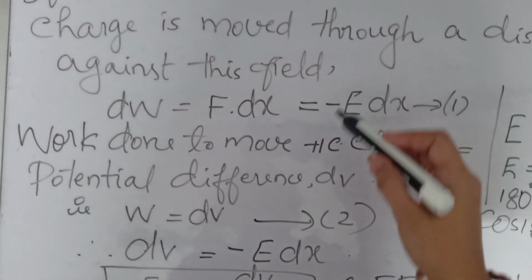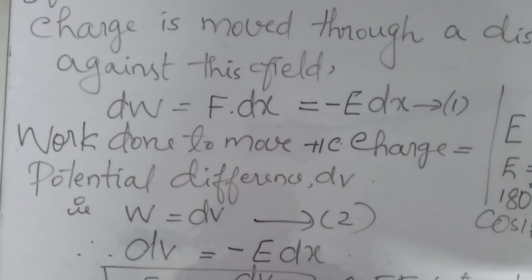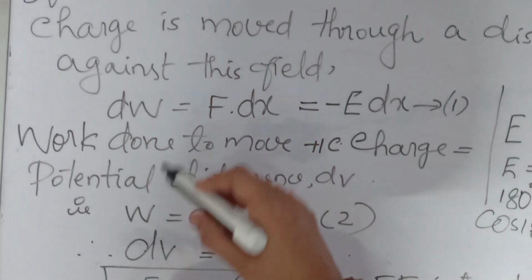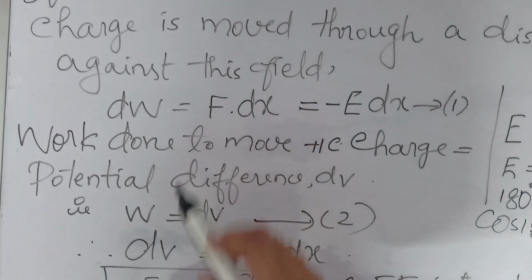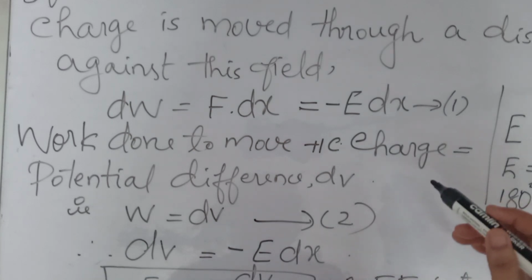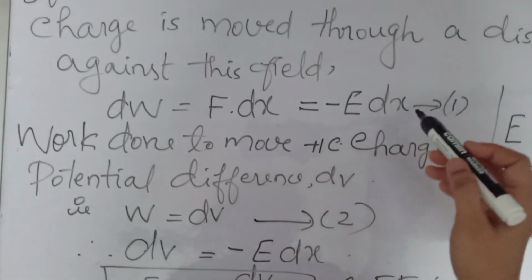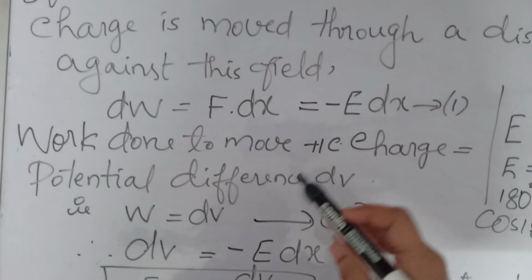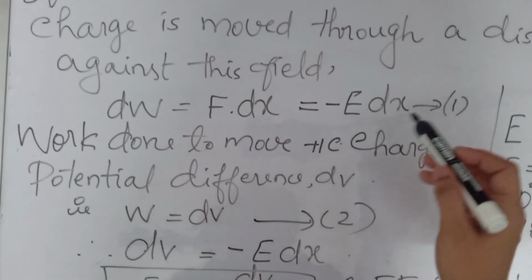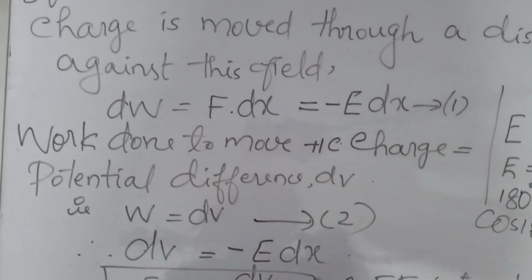Now we can compare these two equations 1 and 2. So LHS is same, right? dW is the LHS. Yes, we can equate the two equations. So dV will be equal to minus E dx. Both the RHS are same. So dV is equal to minus E dx means E will be equal to minus dV by dx. So this is the relation connecting field and potential.